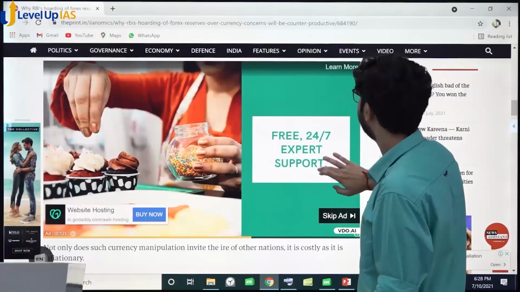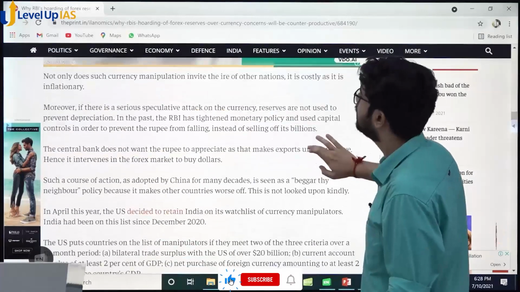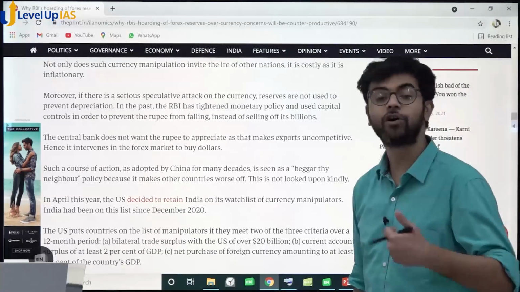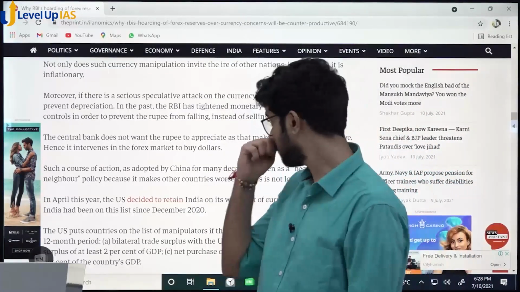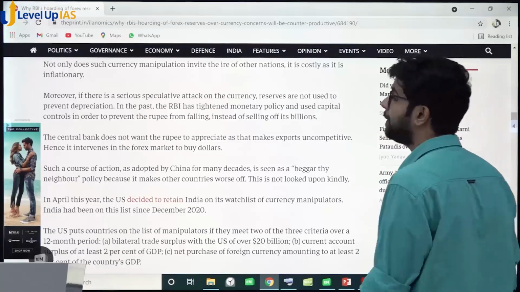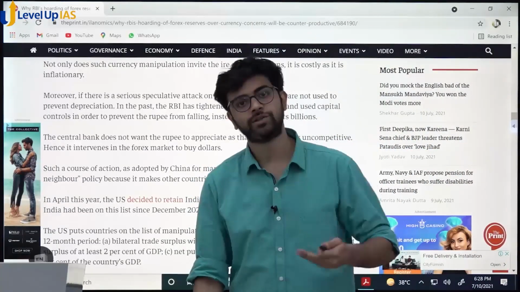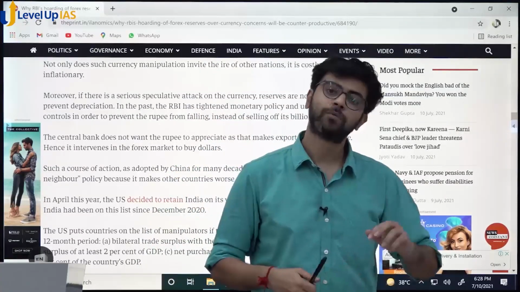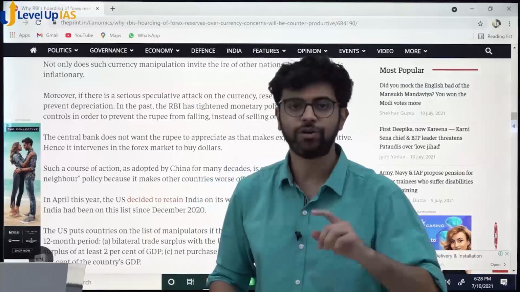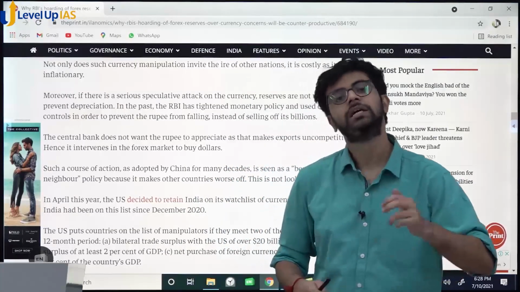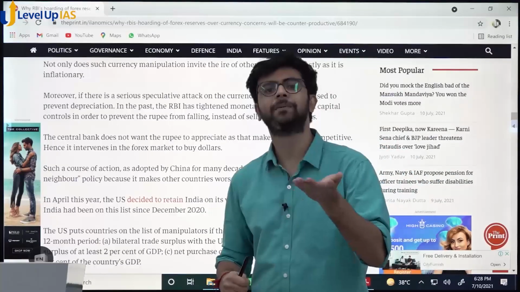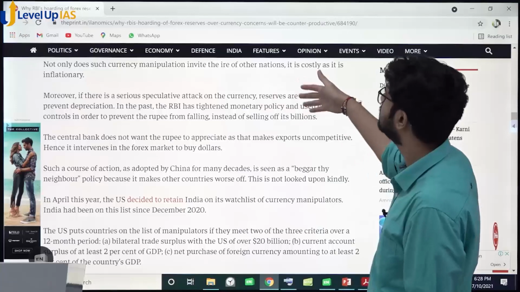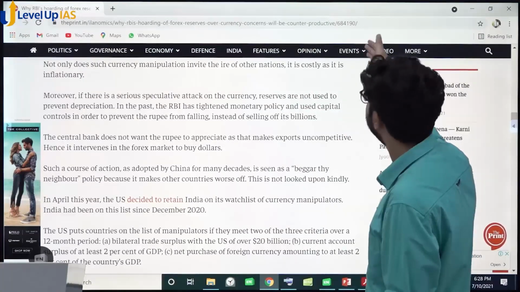Now why don't we want appreciation? Not only does such currency manipulation happen, we are manipulating currency because we are buying dollars. We want to prevent appreciation of the rupee, so we want to buy dollars. We want to weaken our rupee, to stop it from getting stronger. So the dollar demand increases, rupee supply increases, and then the rupee becomes a little bit weaker or depreciates.